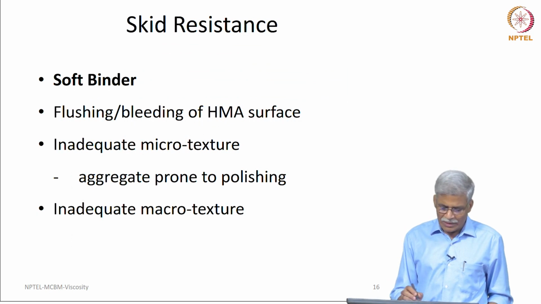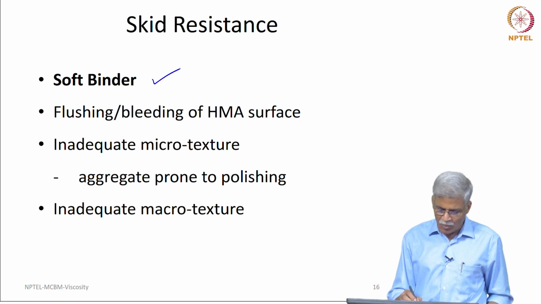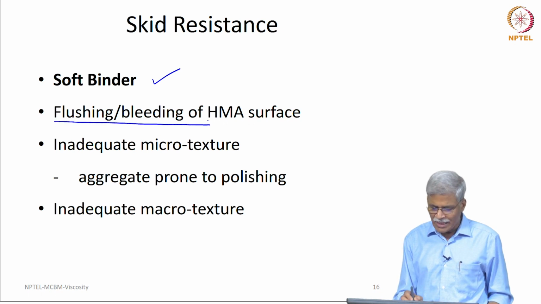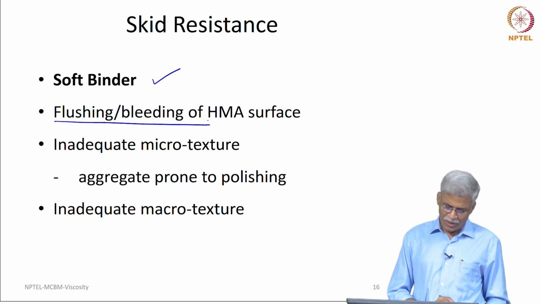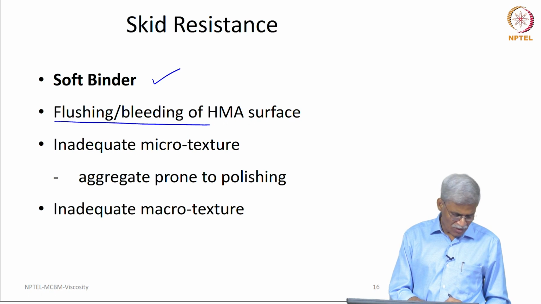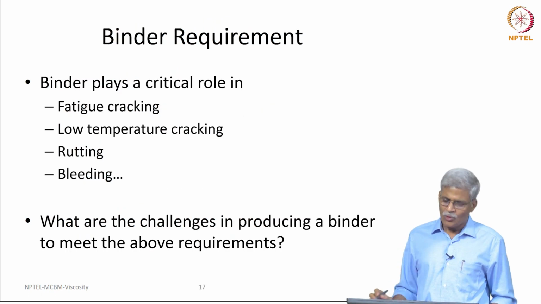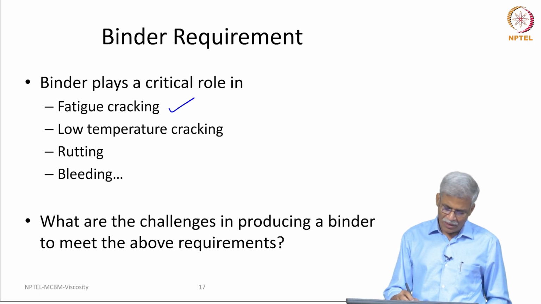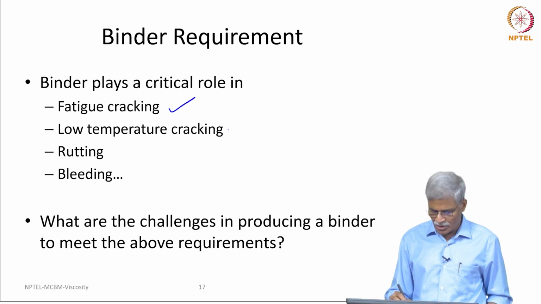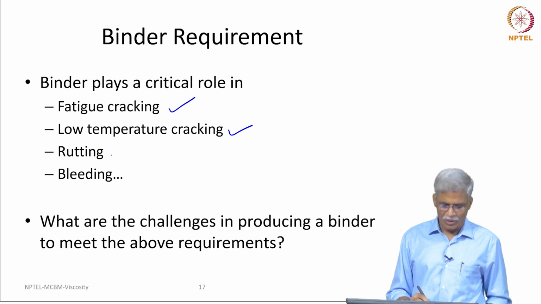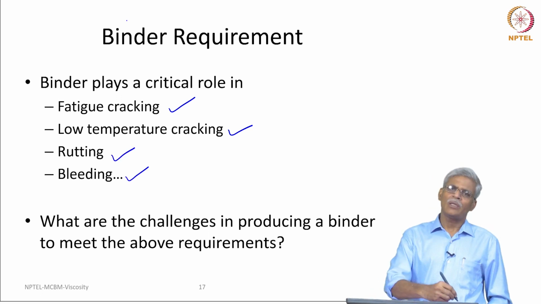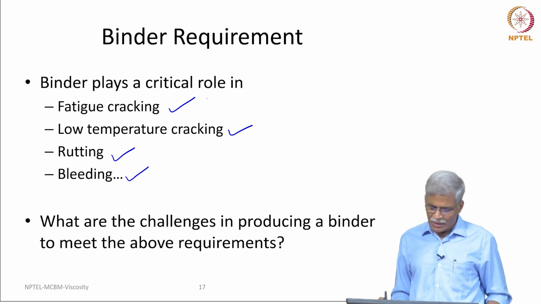Another failure that we can talk about is skid resistance. This is due to the soft binder as well as flushing and bleeding of the hot mix asphalt surface, right. So, to summarize, we talked about fatigue, we talked about low temperature cracking, we talked about rutting, as well as bleeding. In all this, the binder plays a critical role.